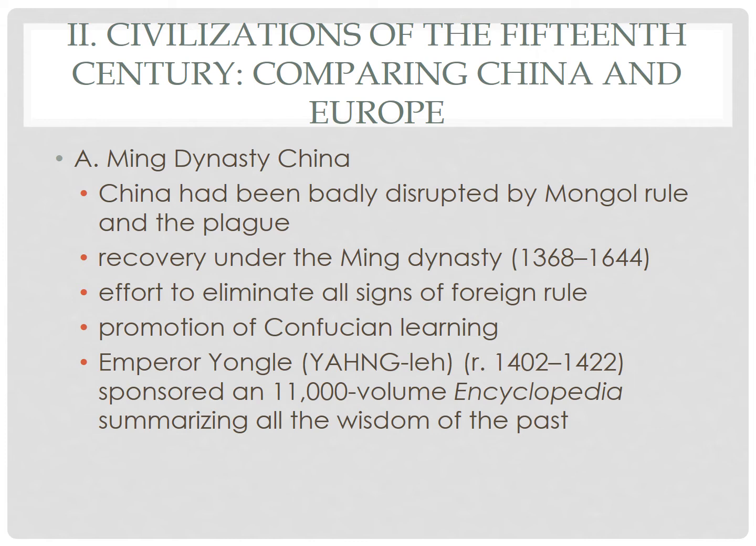Their focus initially was an effort to eliminate all signs of foreign rule, of course, get rid of the embarrassment that they felt for having to fall to the Mongols, which they saw as these barbaric people. And so they want to, in a way, go back to their roots. They're going to promote Confucian learning, this traditional philosophical way of looking at the world. And the Emperor Yongle is going to be really instrumental in this. And he also sponsored an 11,000 volume encyclopedia summarizing all the wisdom of the past. So again, we're going to try to get rid of that whole, what happened with the Mongols. We're going to go back to our proud traditional past as a large and strong empire.